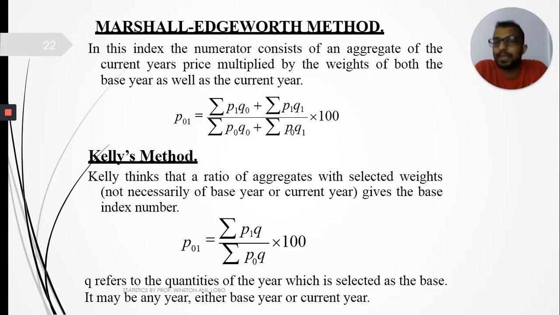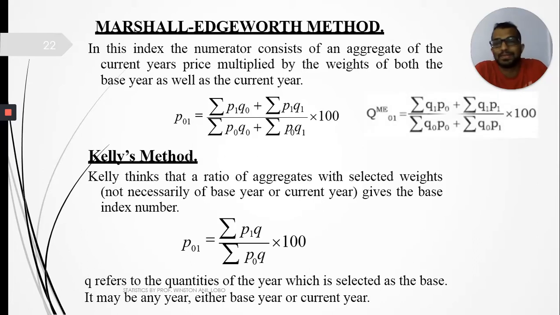So students, now it will be easy for you to derive the quantity index number. Can you tell me what's the quantity index number? Wherever there is P, there will be Q. Wherever there is Q, there will be P. So the quantity index number of Marshall-Edgeworth is Q01 equals summation Q1P0 plus summation Q1P1 divided by summation Q0P0 plus summation Q0P1 into 100. So students, it's all about understanding one formula to write down and what is in it.